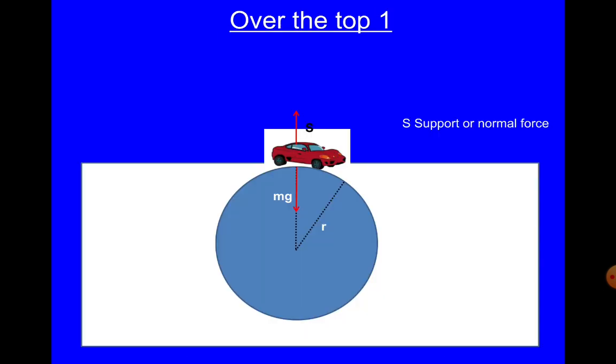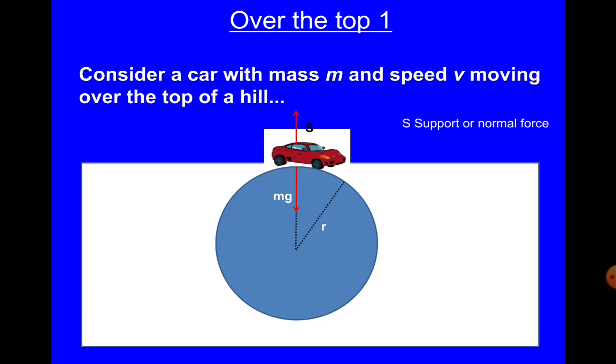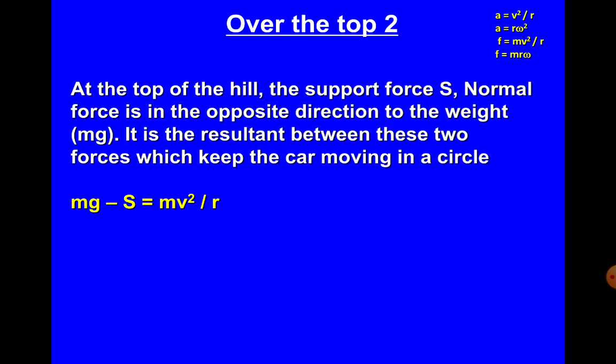Okay, let's consider going over the top. What do we have? We have a support force and we have the gravitational force. It is a car that is moving with speed over the top of a hill. Now, when we look at the top of the hill, the support force S, or normal force, is in the opposite direction to the weight. It is the resultant between these two which keeps the car moving in a circle.